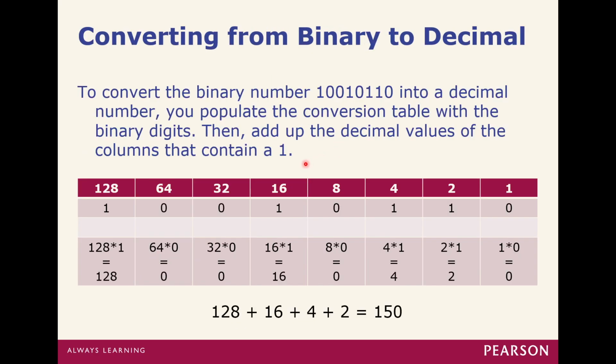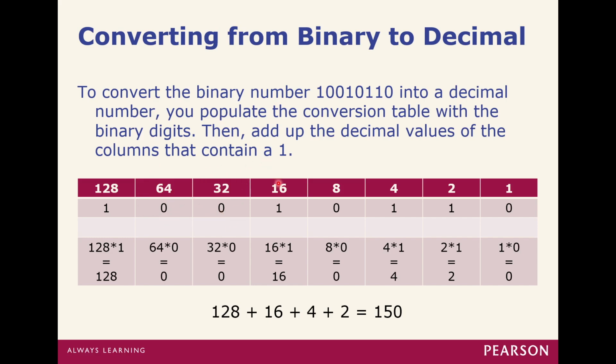Now let's say we have 100101110. You start from here. You have a state of 8 bits, and every 8 bits equal 1 byte. Here we have 128. Whenever you have 1 under 128, it's 128 times 1. You have a 0 under 64, which means we don't count anything in here.